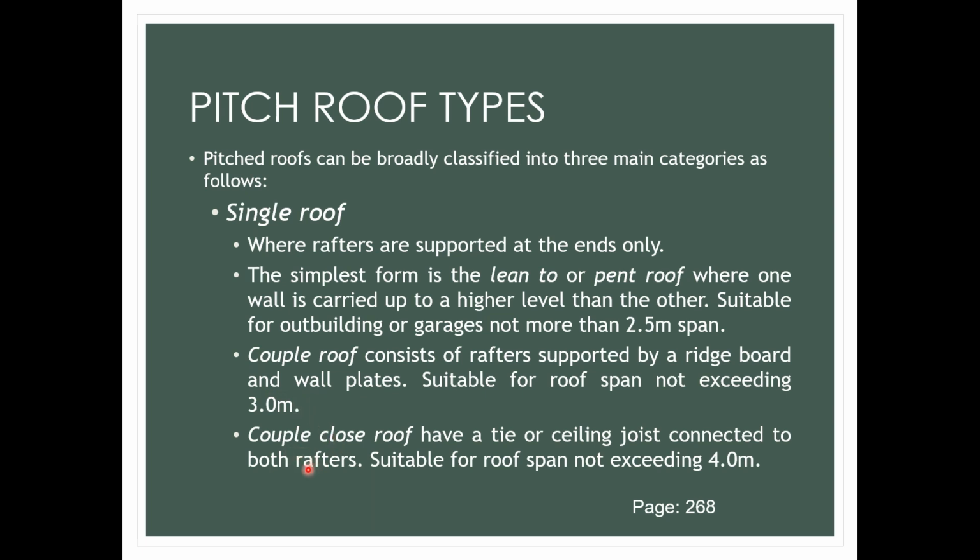The next one is couple closed roof, which has tie or ceiling joist. On both rafters, we have some tie or ceiling joist that connects to both rafters. This rafter is held by a ceiling joist. So this one is not exceeding 4.0 meter span. You can refer to page 268 in the textbook.